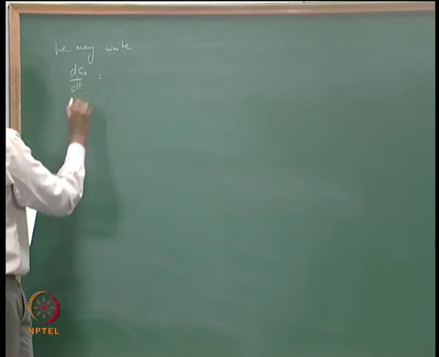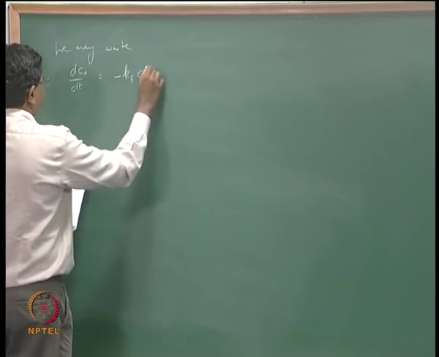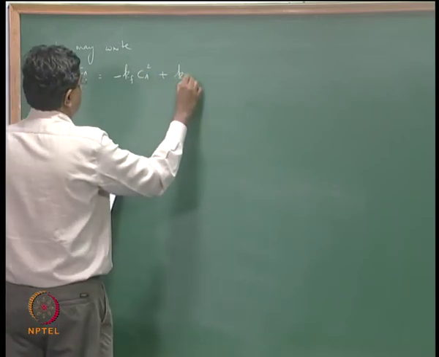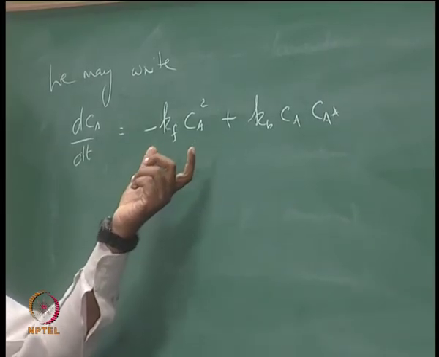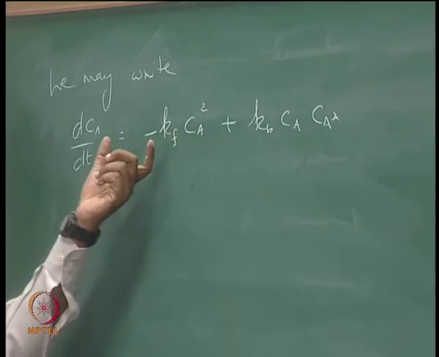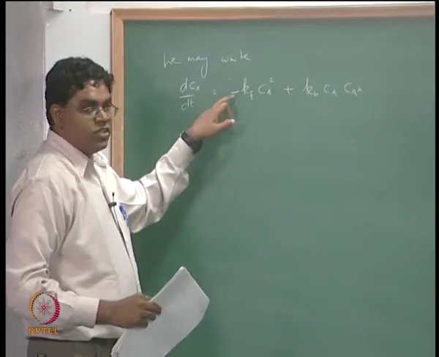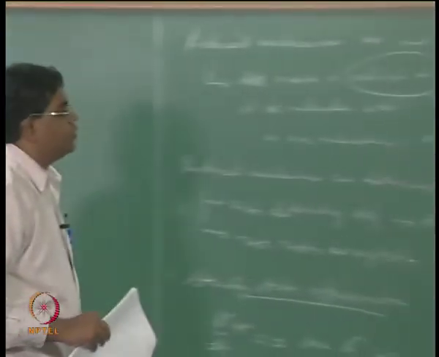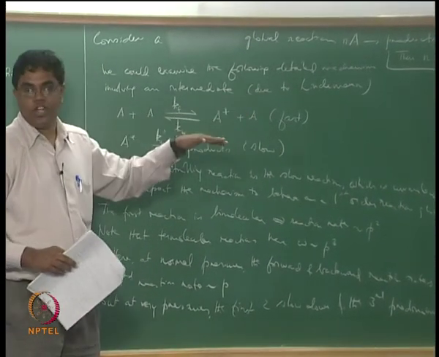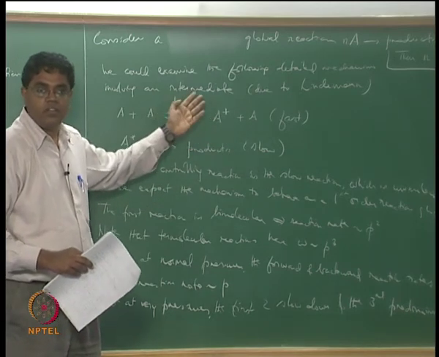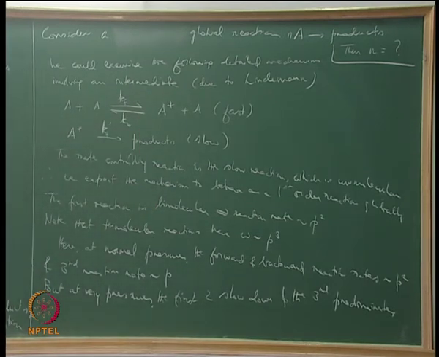dCA over dt equal to minus kf CA squared plus kb CA CA star. So this is for the depletion of A, this is for the production of A. Okay, A is being depleted because of the first reaction, but it's being produced by the second reaction. This negative sign with the coefficient 1 takes care of the fact that we have two molecules of A consumed versus one molecule of A being produced even in the first reaction. So it is taking into account the partial production of A there. All right, and still there is a net depletion. That's the reason why you have a negative sign.